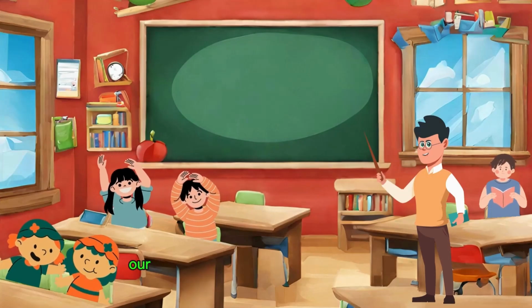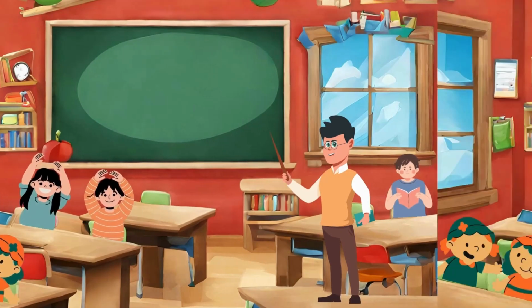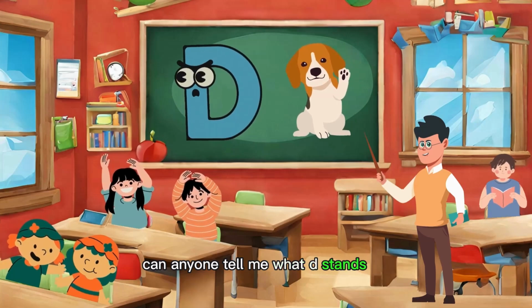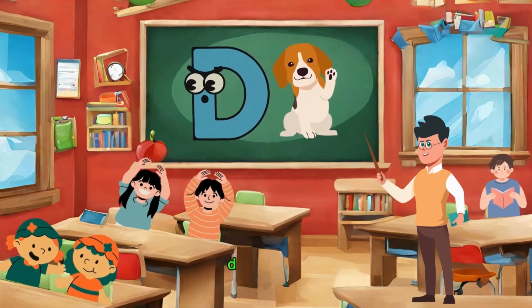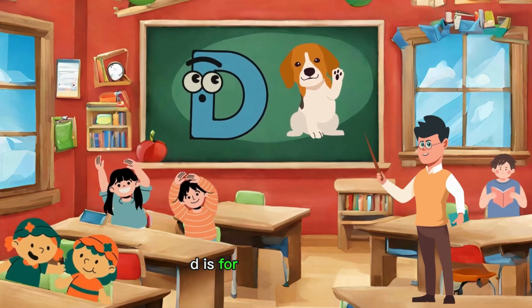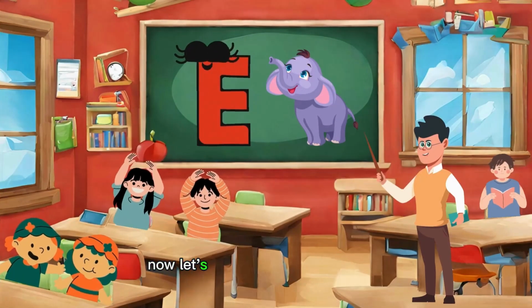Let's continue our exciting journey through the alphabet. Can anyone tell me what D stands for? D is for dog. Woof woof. Can you say it with me? D is for dog. Woof woof. Now let's move on to the next letter.